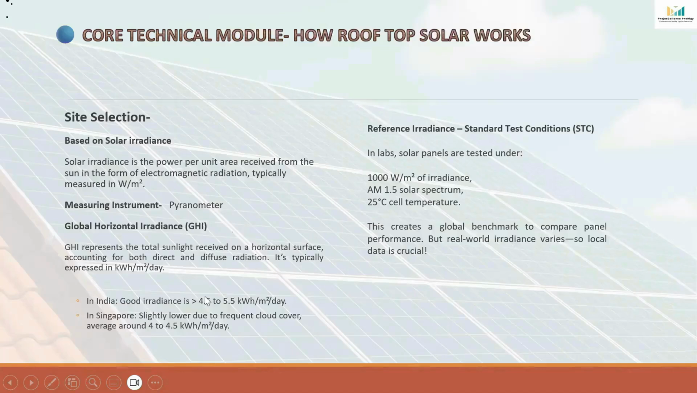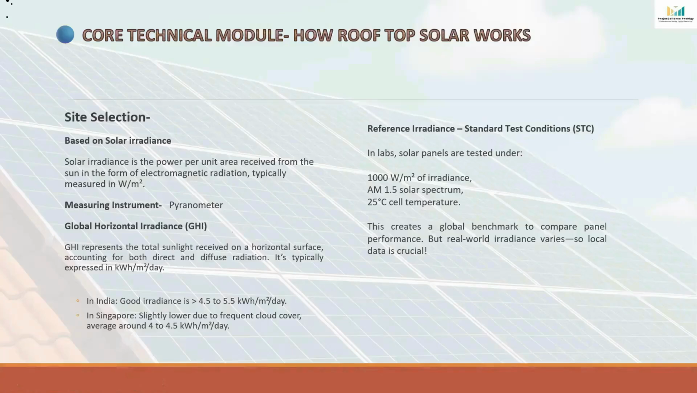In India, a good GHI range is from 4.5 to 5.5 kilowatt hour per square meter per day. In Singapore, GHI ranges from 4 to 4.5 kilowatt hour per square meter per day. It is slightly lower due to regular cloud cover and humidity in this coastal country. This is another interesting topic related to solar panels.